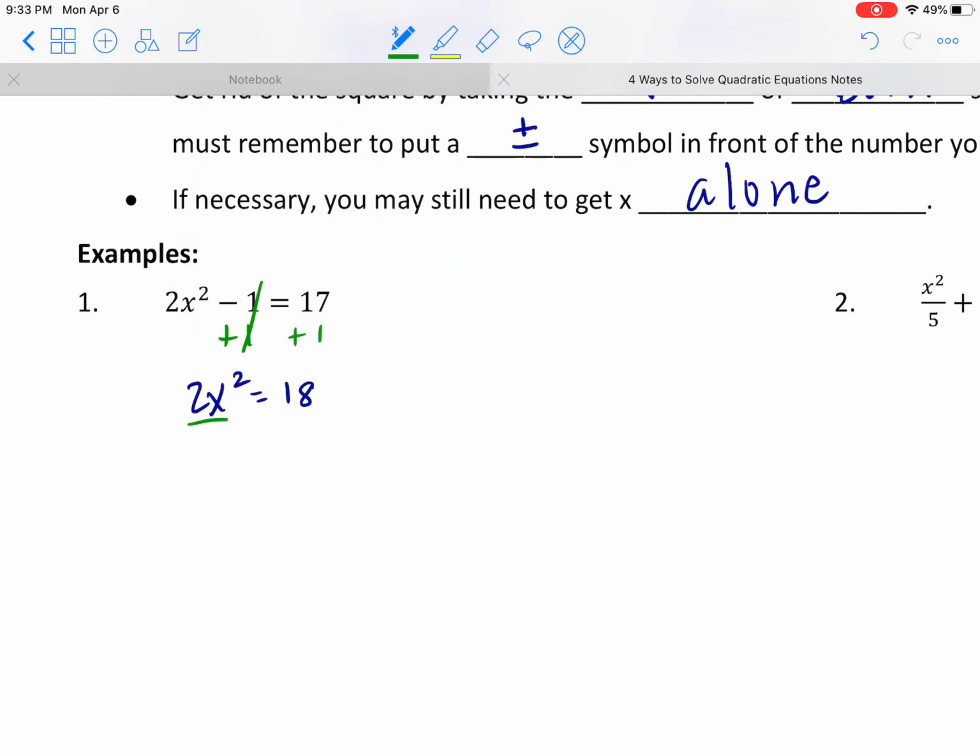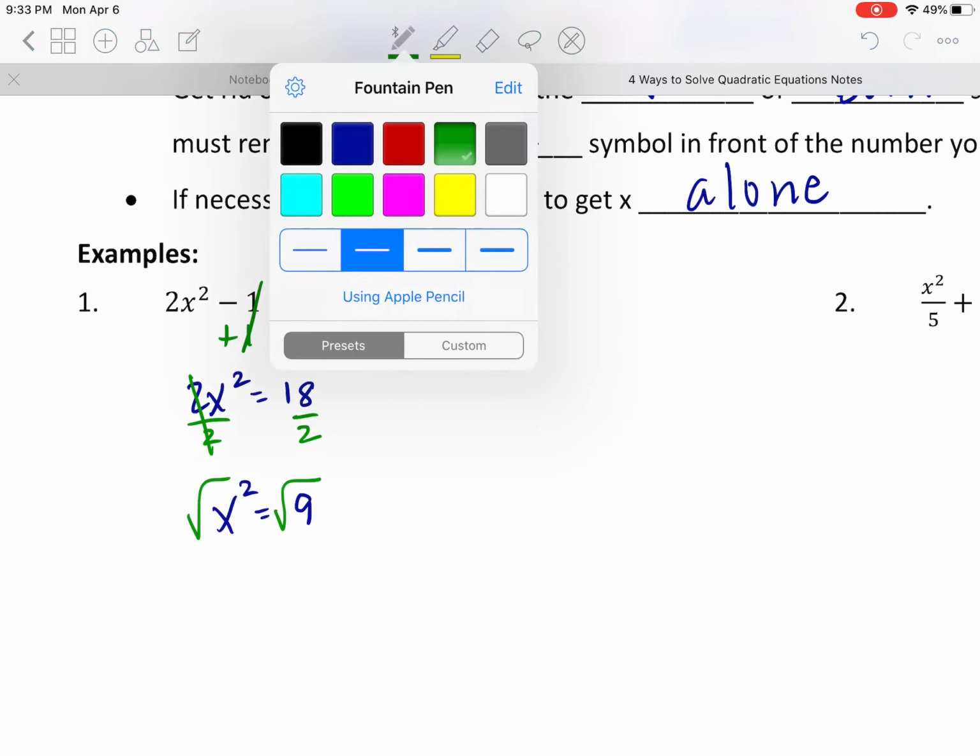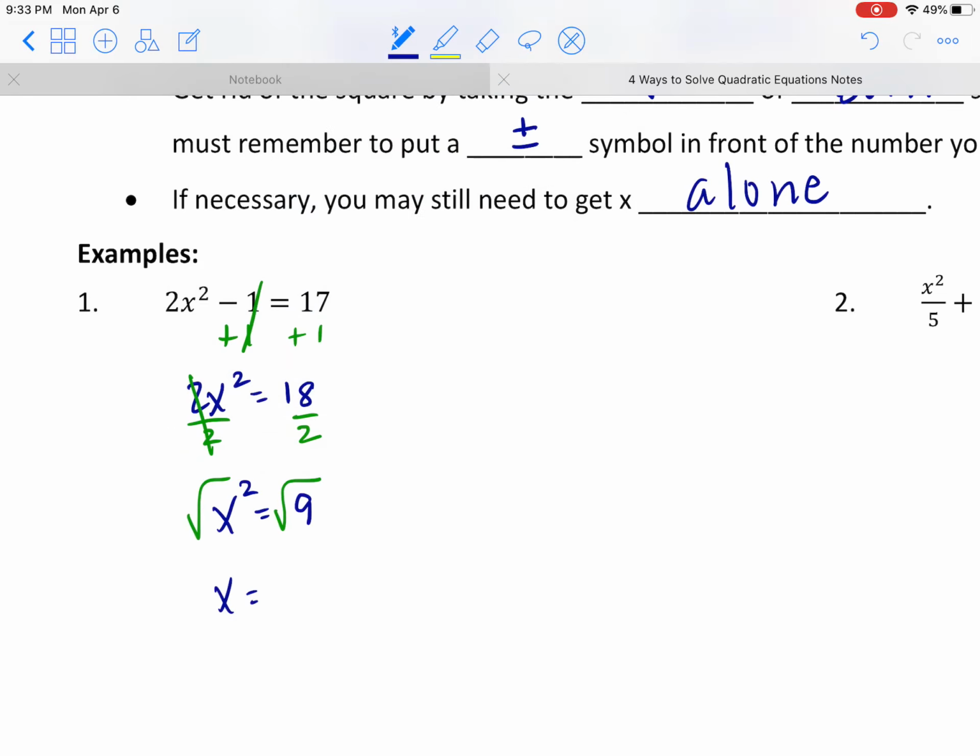So here, getting the squared term by itself. Let's add 1 to both sides. So we're going to have 2x squared equal to 18. Let's divide both sides by 2. Cancels that out, and so now we have x squared equal to 9, and now to get rid of the square, we're taking the square root. So we have x all by itself equal to, gotta put in the plus or minus, because what number squared makes 9? Both positive 3 and negative 3. Okay, so plus or minus 3 are our two real and rational solutions.